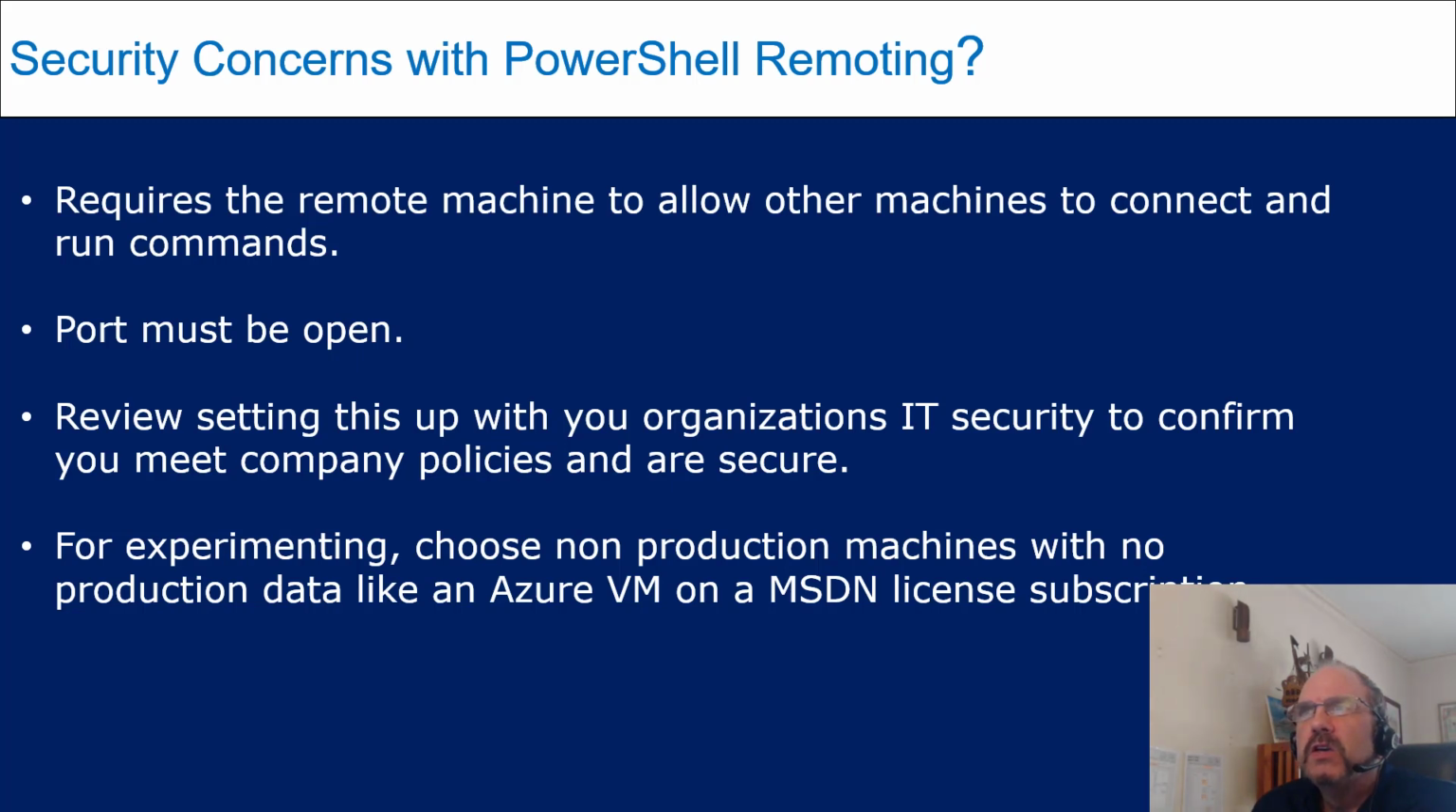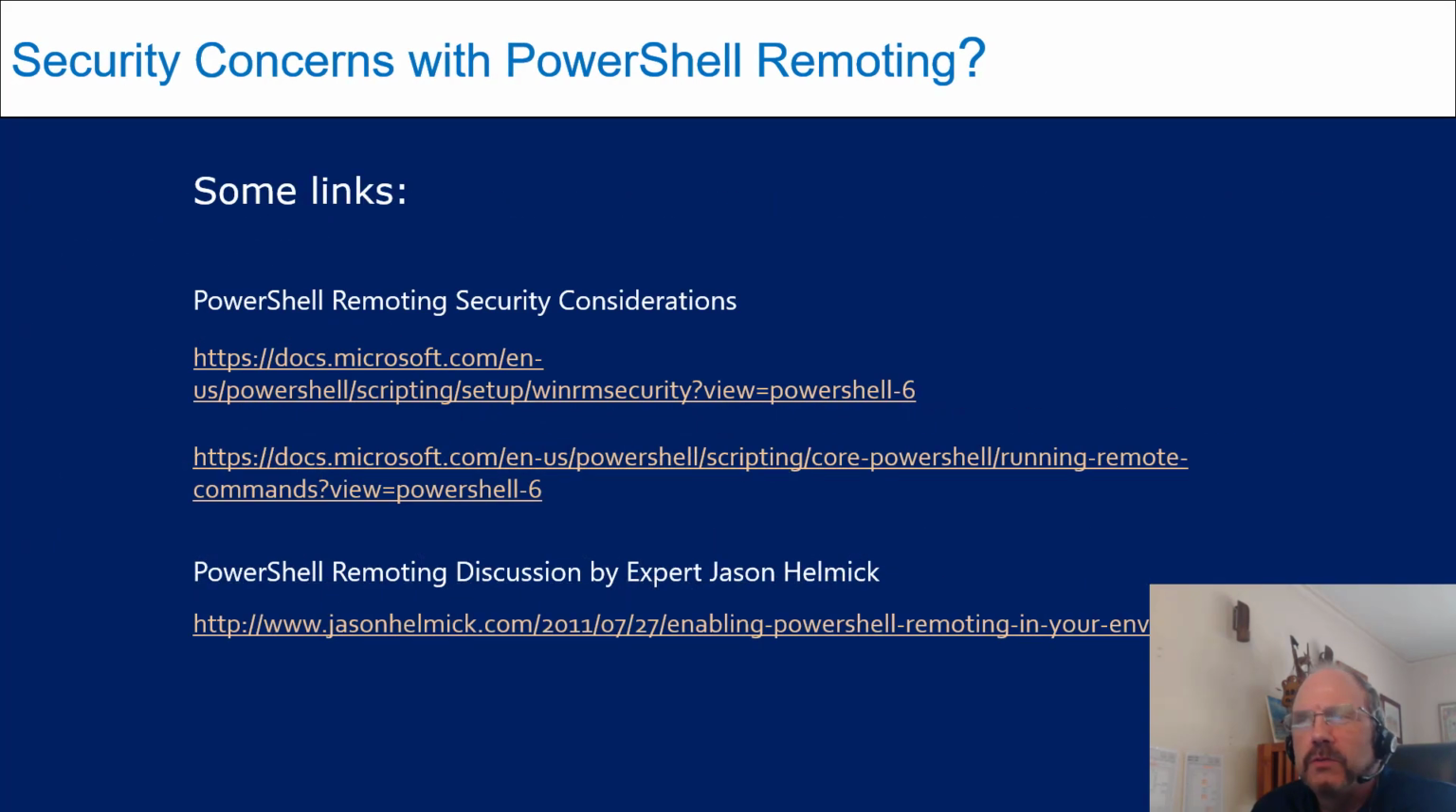It does require that the machine allows other machines to connect. By default, machines do not allow any kind of remoting and connecting. Obviously, for security reasons, that's a good idea. It must have a port, and we'll look at that port, but you have to open up a port from which PowerShell will be connecting, so your machine is going to connect through a port on another machine. Again, review your different settings with your organization's IT security, and use test machines.